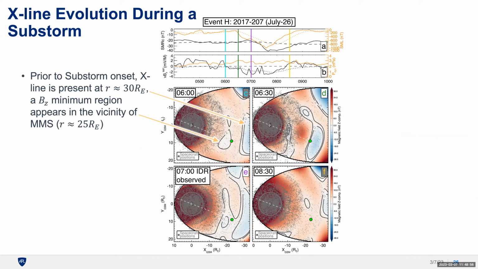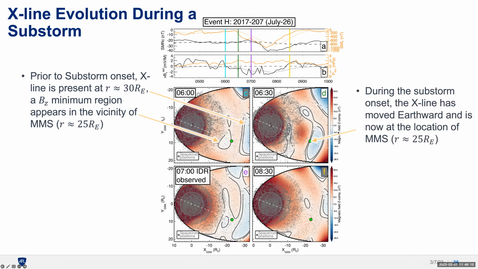And we can now look at the evolution. So we see during this, here's a substorm. Here's kind of prior to onset. We already see out here around 30 RE, an X-line has formed. And then right around substorm onset, the empirical reconstruction now places that X-line basically right on top of MMS.